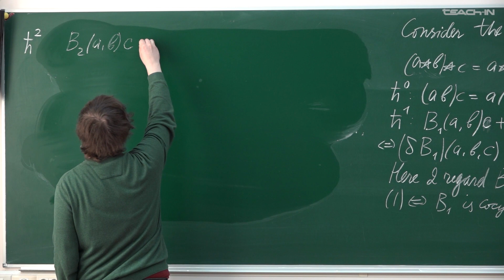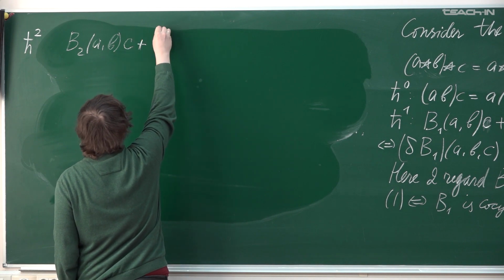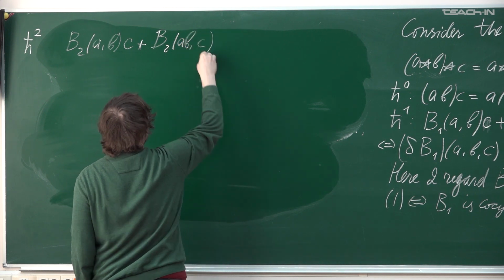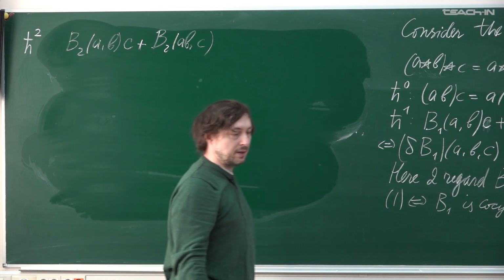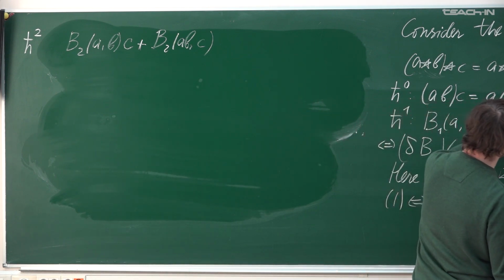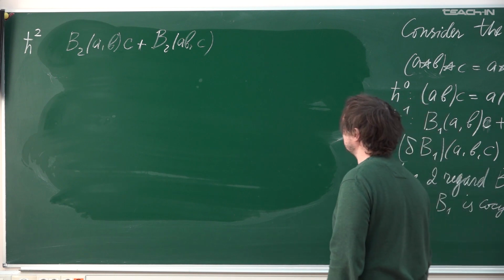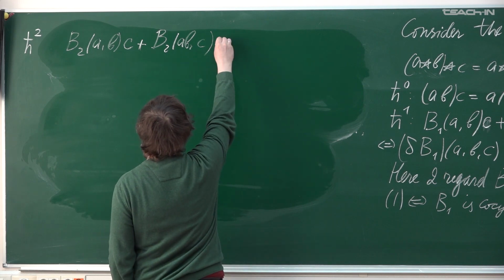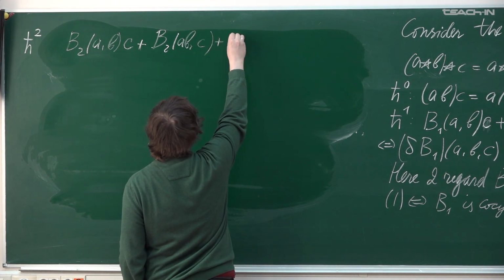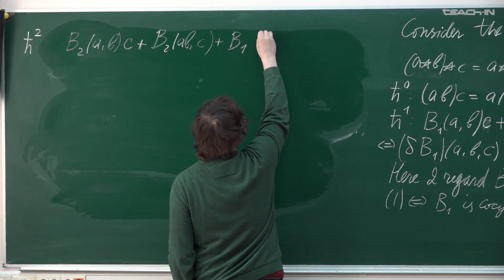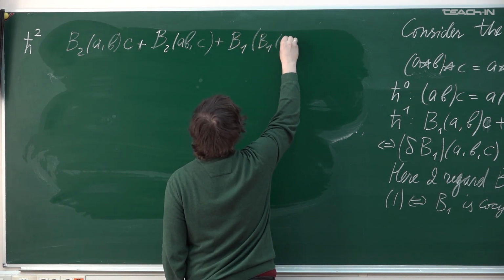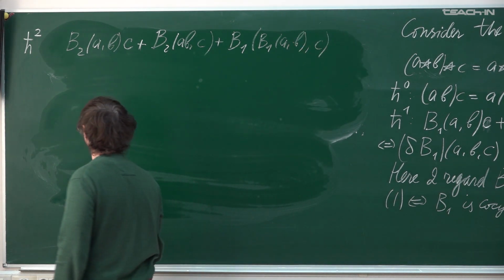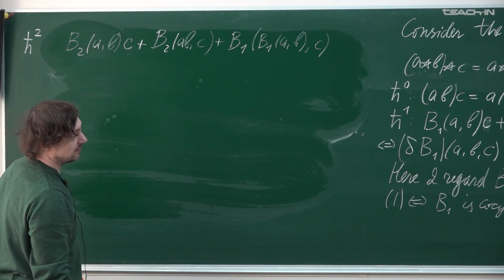Or else you can take B2 and apply it to A, B comma C. That's also possible, and that accounts for the terms similar to these two terms, right? But unlike the previous step, here we still have another opportunity to obtain a quadratic term, and that is just to take B1 of A, comma, B, comma, C. And that's the left-hand side.